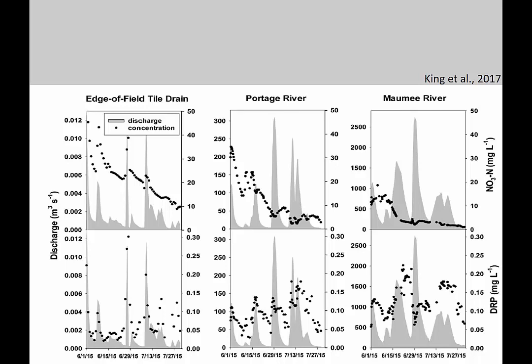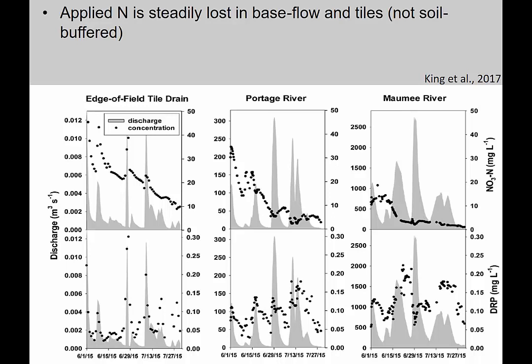You look at this figure we have, on the top, nitrogen concentrations lost, and on the bottom, phosphorus. We have edge of field tile drain concentrations. This drain goes into the Portage River, and that drains into the Maumee River. Okay? So we look at nitrogen first. You see some effect of a storm size in the hydrograph in the background, those peaks. But for the most part, when nitrogen is applied, as soon as you apply it, if it's not taken up by the crop, it's on its way to being lost.